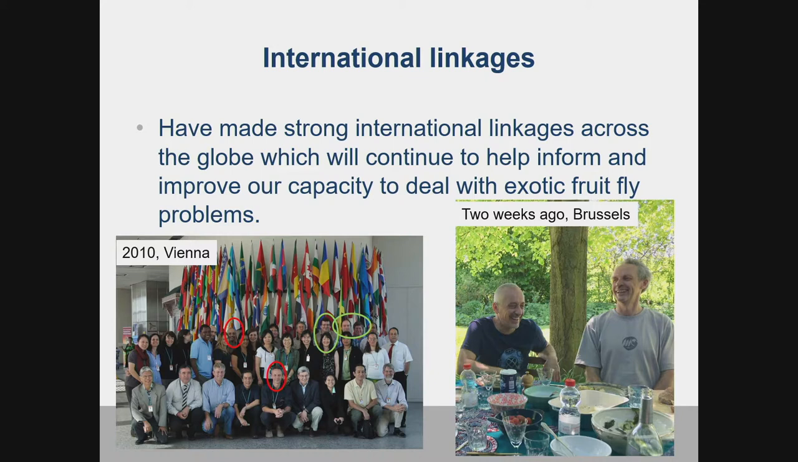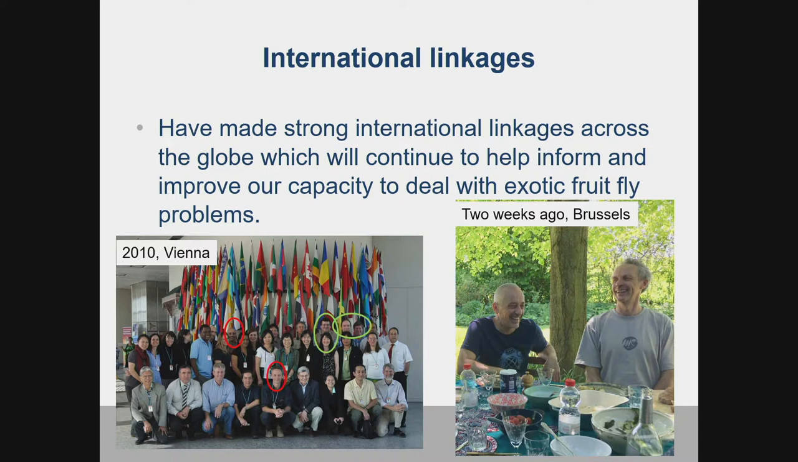International linkages. Through these CRC projects, we've made strong international linkages across the globe, which help to continue to inform and improve our capacity to deal with exotic fruit fly problems. And the photo on the left, in front of all the flags, was taken in 2010 in Vienna, in the headquarters of the International Atomic Energy Agency building at the Vienna International Centre. Encircled in green are myself, Karen Armstrong, Mark Schutze, and Andrew Jessup.